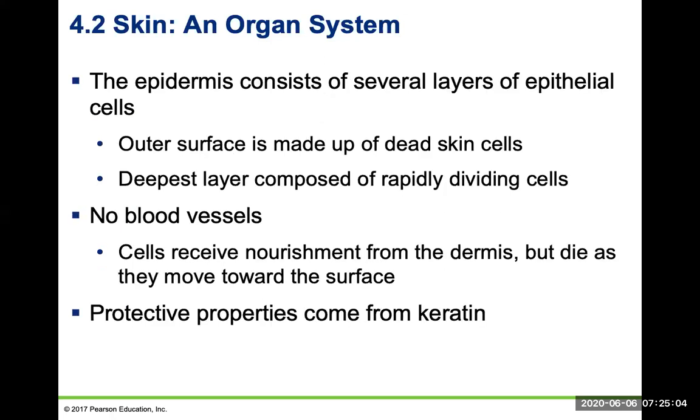The epidermis consists of several layers of epithelial cells, where the outer surface is made up of dead skin cells that are continuously sloughed off, and the deepest layer is composed of rapidly dividing skin cells. There are no blood vessels in the epidermis, but it receives nourishment from the dermis. These cells die as they move towards the surface. There are protective properties within these cells, and they come from a protein called keratin.